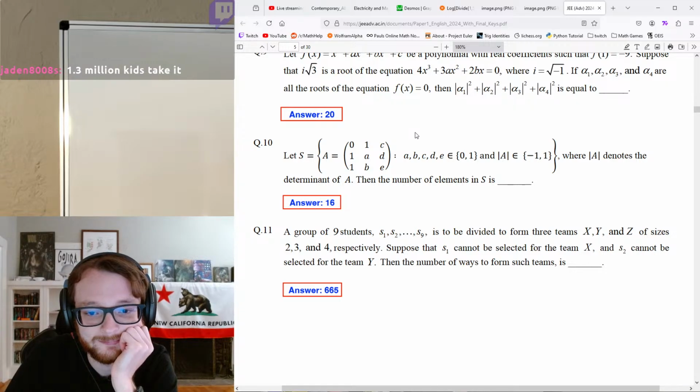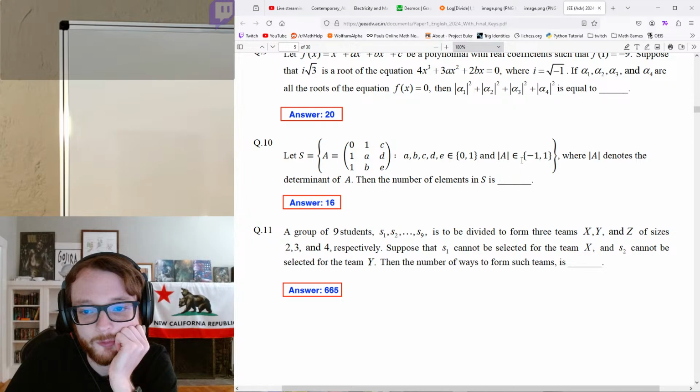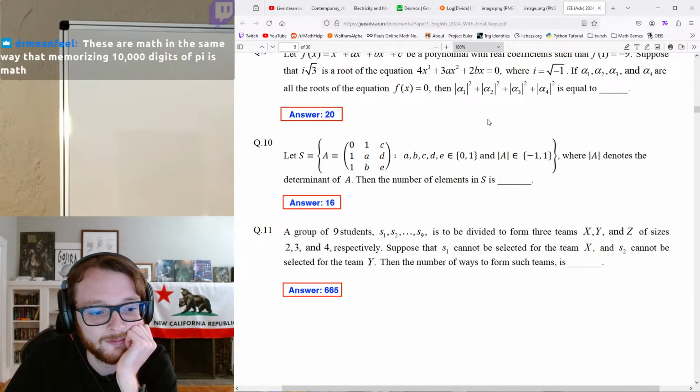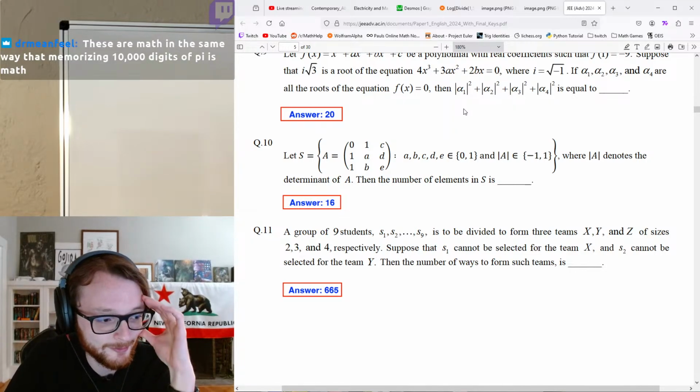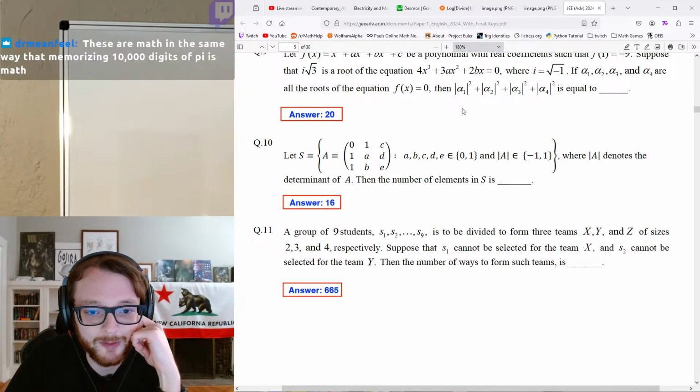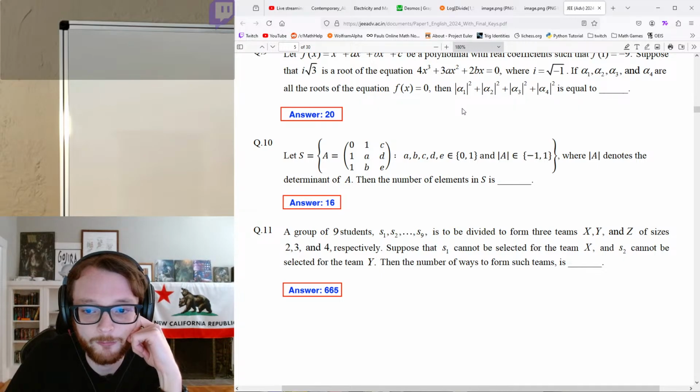A, B, C, D are between 0 and... wait, no, they're exactly 0 or 1. Okay. And the determinant of A is -1 or 1. Same way remembering 10,000 digits of pi is math. It's really tough because they're trying to eliminate candidates with every question. That makes sense. And I'm sorry if I'm pronouncing your name wrong, Sidikant, but it's just meant to weed students out and get you a small group of students, regardless of how you do it.